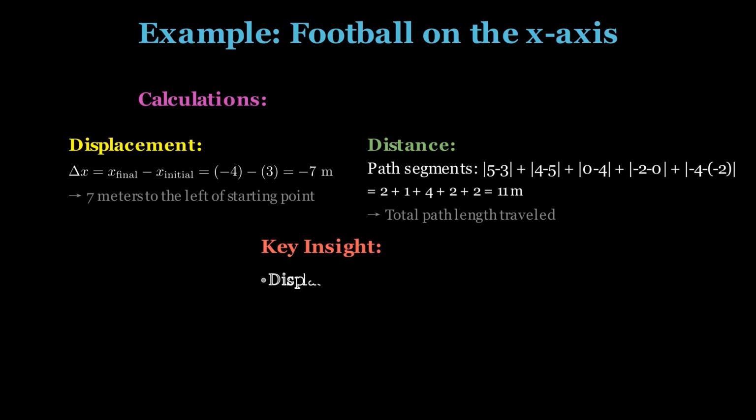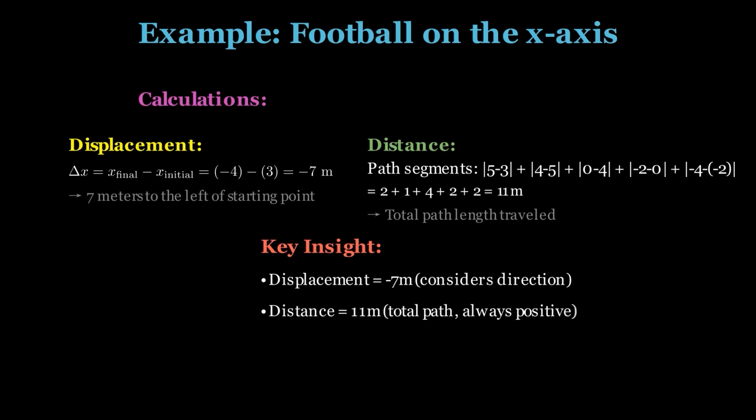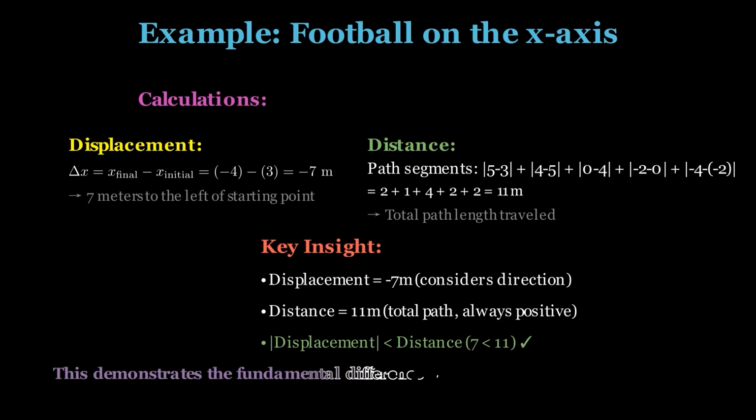I think this makes the difference clear. Displacement cares only about where you ended up. Distance cares about how much ground you have covered. Also notice displacement is a vector, magnitude plus direction, while distance is a scalar, magnitude only.